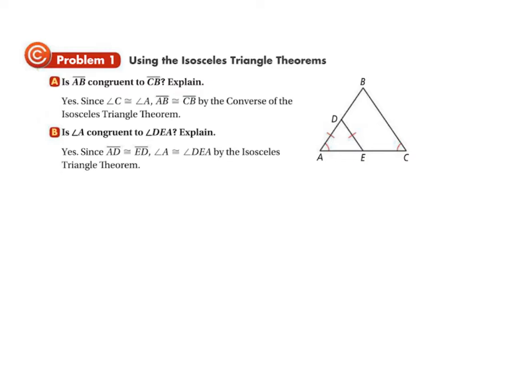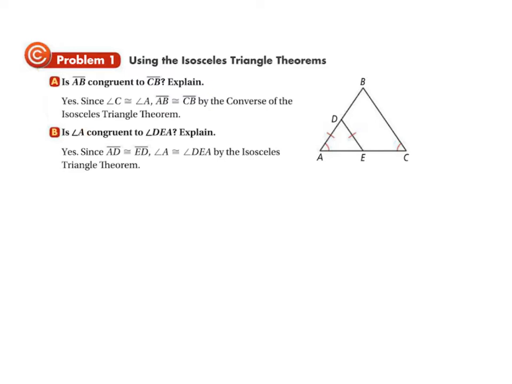So this is a neat problem. First of all, they're giving us this particular illustration of a triangle, and here this big triangle, triangle ABC, you can see that its base angles are congruent here and here. Okay, so is segment or side AB congruent to segment or side CB? Well, if the base angles are congruent, by the converse of the isosceles triangle theorem, we know that the opposite sides are congruent. So we do know that side AB is congruent to side CB. Yep, because of the converse of the isosceles triangle theorem.